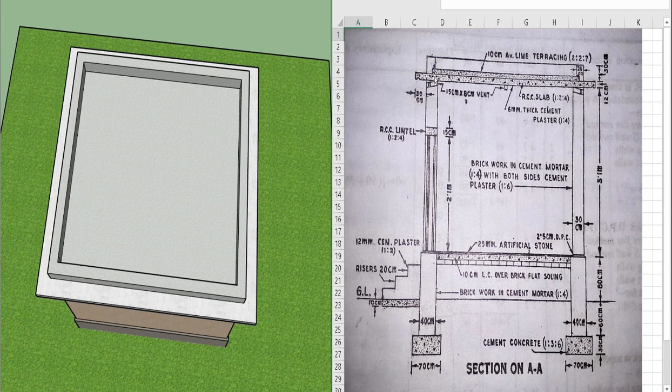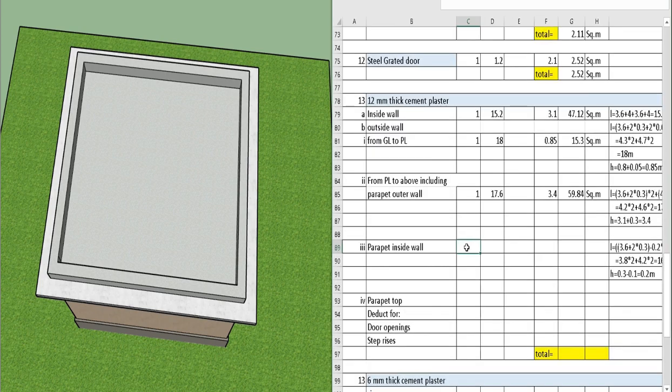But in the inside portion there is also 10 centimeter lime terracing, so we don't need to plaster in this lime terracing portion. So our height is 30 centimeter minus 10 centimeter of lime terracing, so the height is 20 centimeter. Number of inside parapet wall 1. Total centerline length is 16. Height is 0.2. So the total quantity is 3.2.